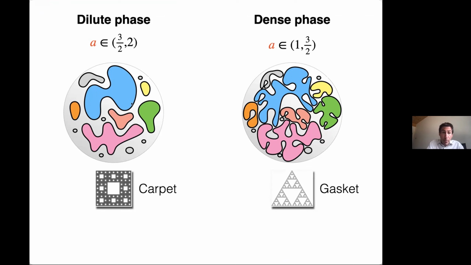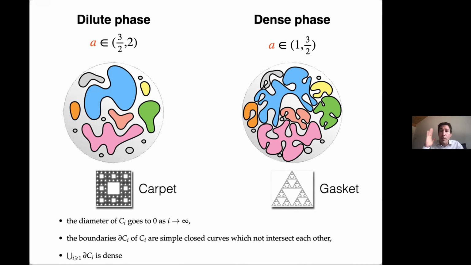So the topology of the guy on the left is universal. It is called the Sierpinski carpet. It's the topology of any compact set that you could draw on the sphere, so that the complement of this compact set is made of connected components C_i, so that you can enumerate those components and their diameter goes to 0. And the boundaries of those holes are simple closed curves which do not intersect. And those holes have to be dense. So this is the Sierpinski carpet. On the contrary, on the right-hand side, you have a gasket where the holes can touch each other.